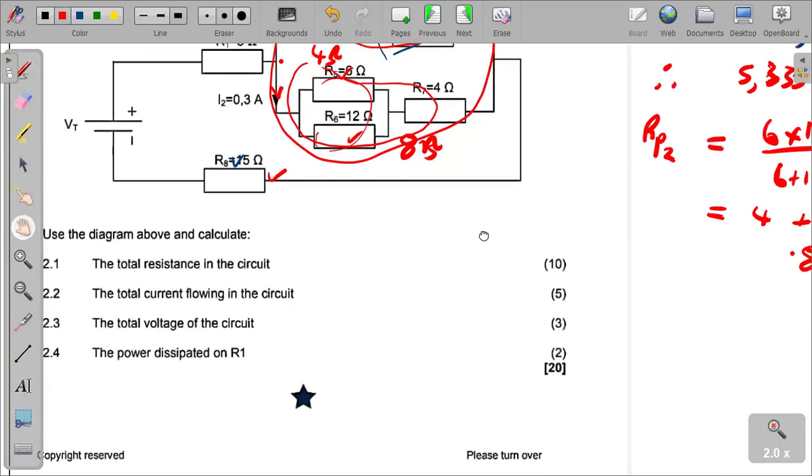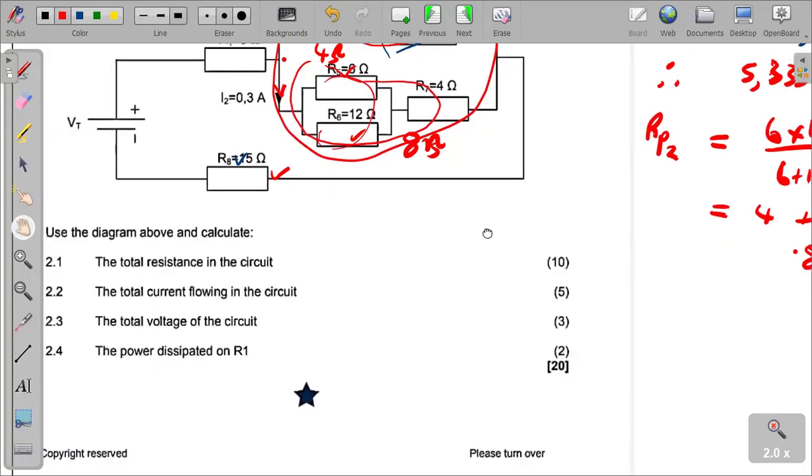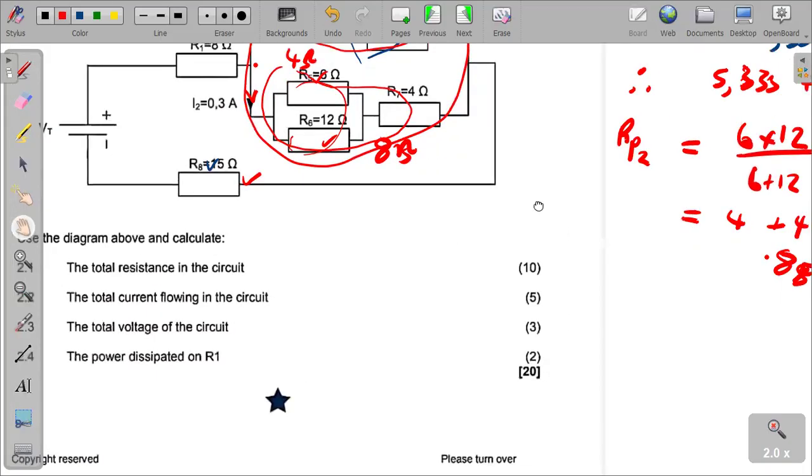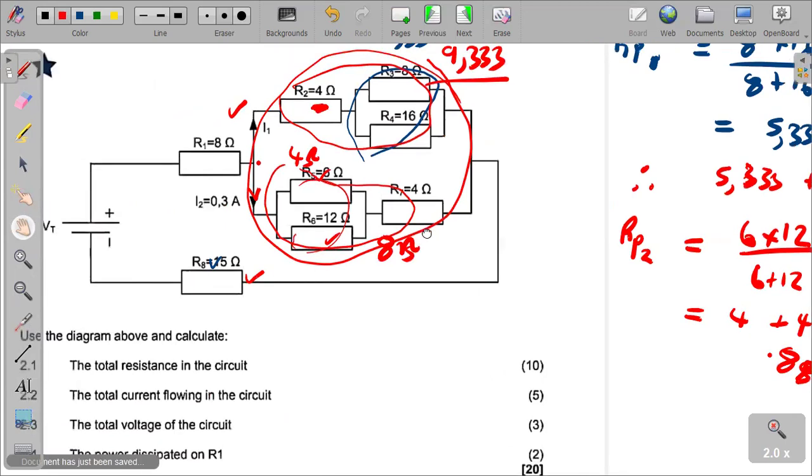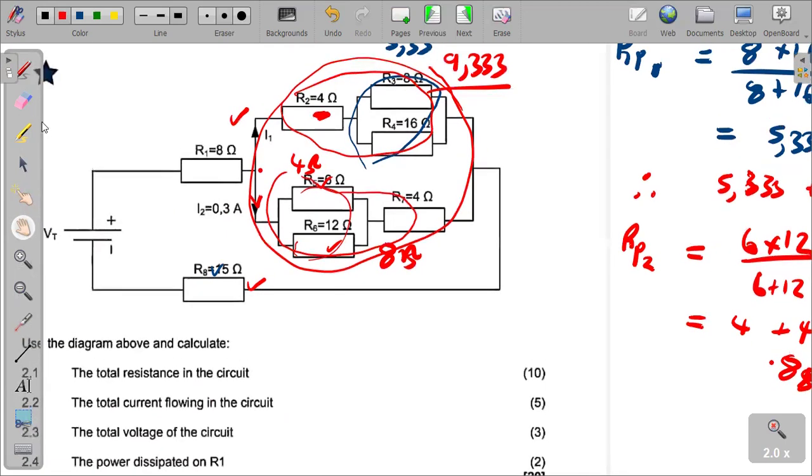It was saying, calculate the total current flowing in the circuit. Total current flowing in the circuit. The total current using the supply. Now, if you notice, we do not have the supply VT. So where are we expected to find the total current from?